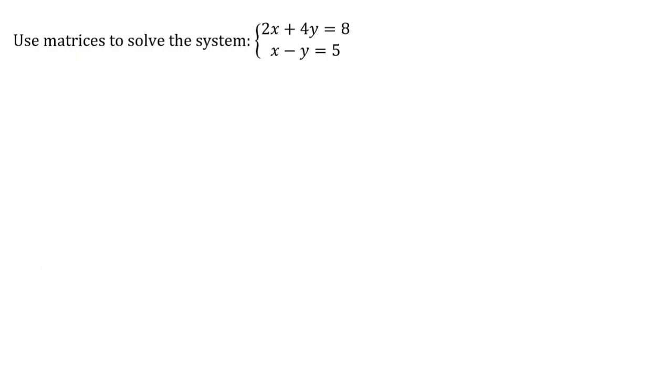Use matrices to solve the system. So we have our system composed of 2 lines, the 2x plus 4y equals 8, and the x minus y equals 5. So the first thing I need to do, since it says use matrices, I need to convert this linear system into my augmented matrix form.